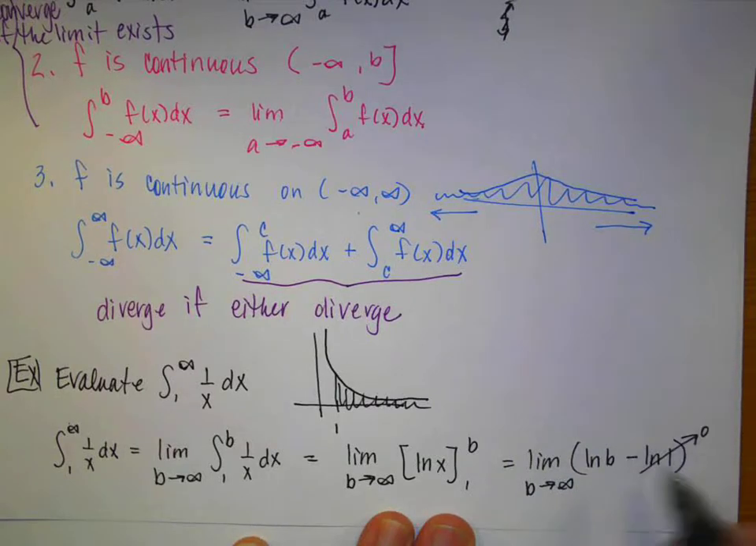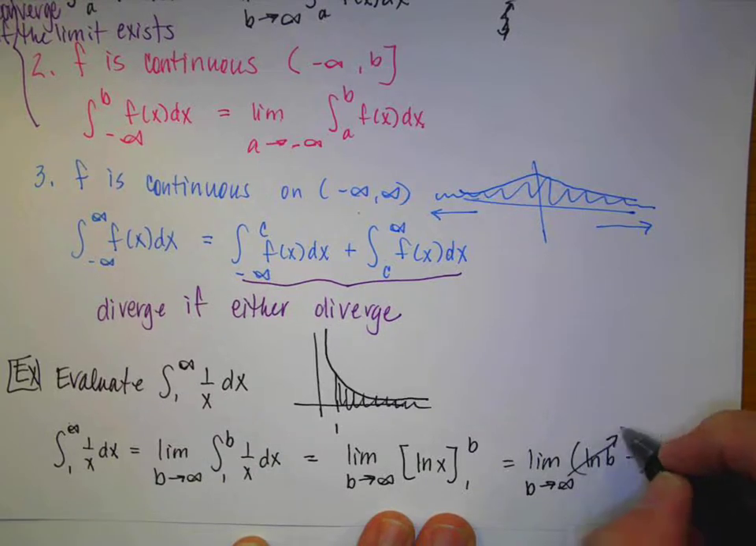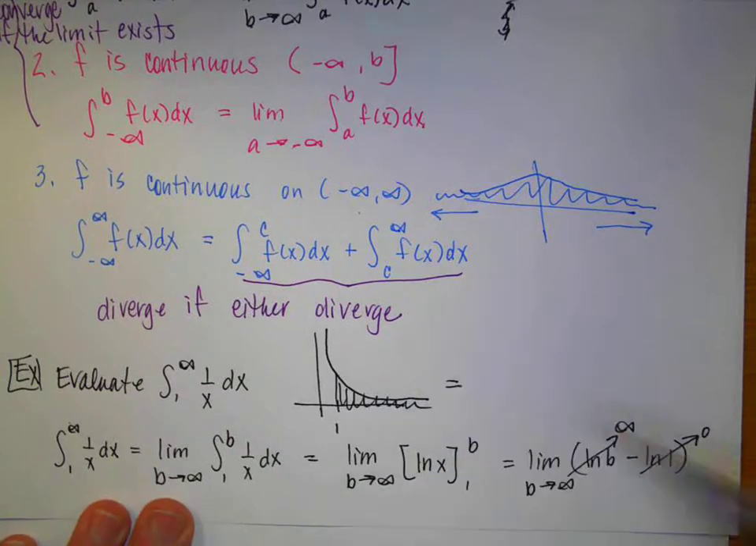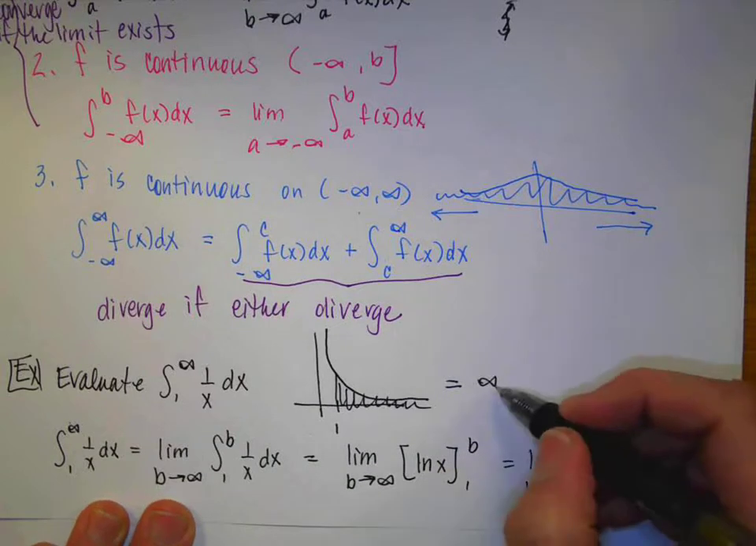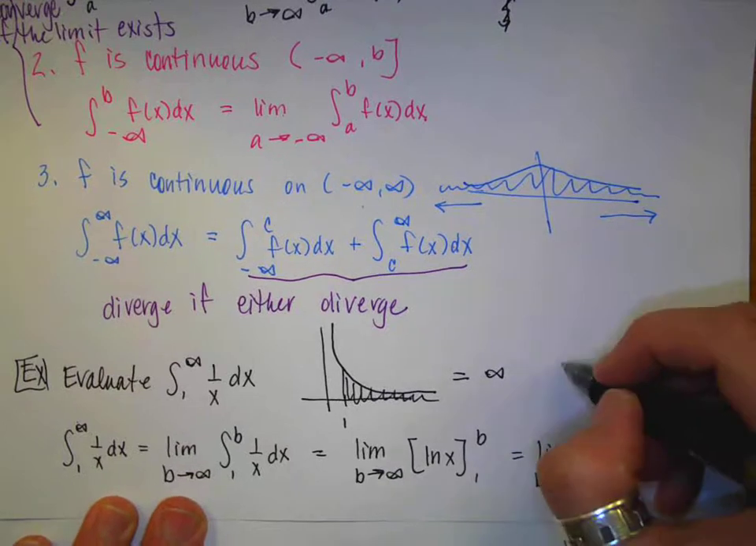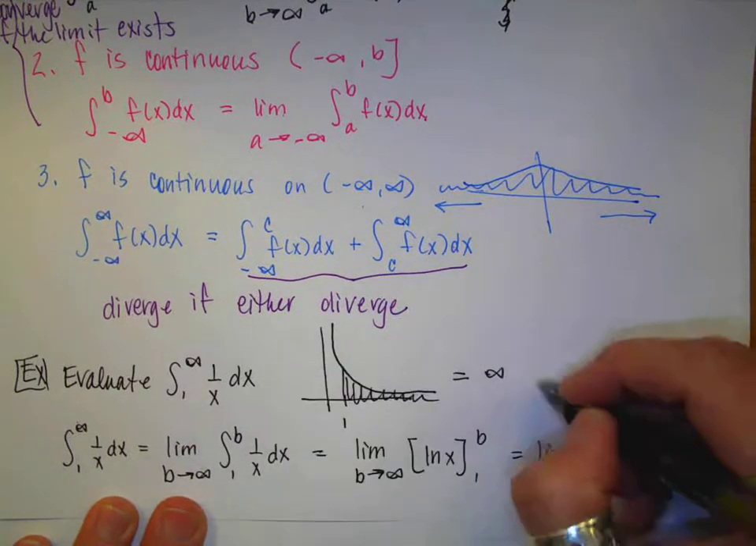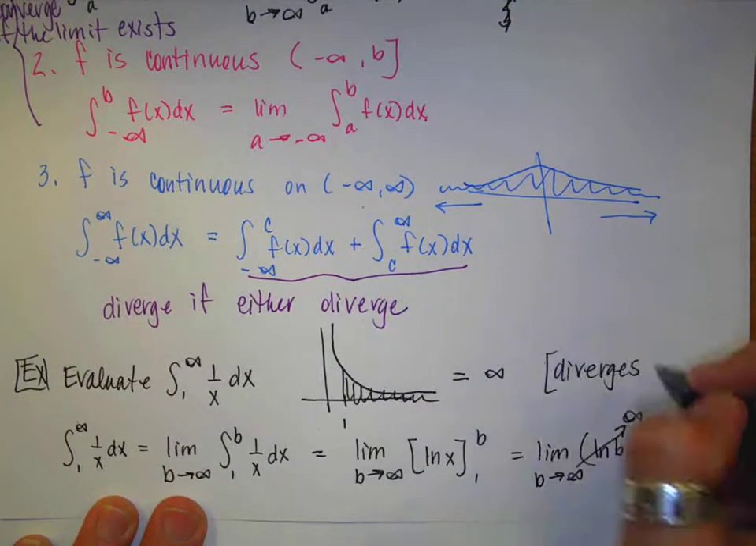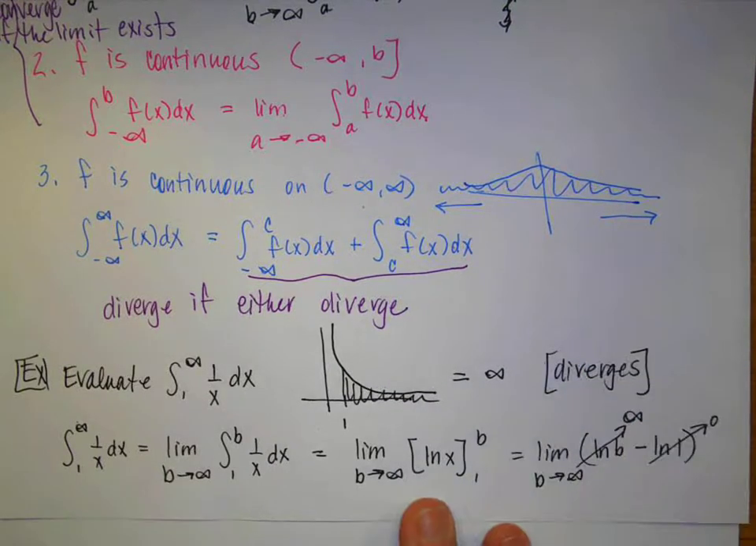Well, this guy goes to 0, and the natural log of b is going to keep increasing, so this goes to infinity. So then, because I'm out of room on the bottom of my page, I'm going to put an equals up here, and it's going to equal infinity. And just because it approaches infinity, and because I can use some vocabulary, then we would say that this particular integral diverges. It wasn't asked for, but just in case you want to know, there you go.